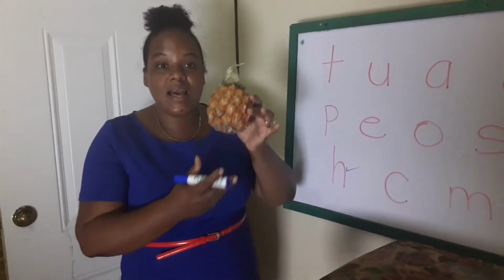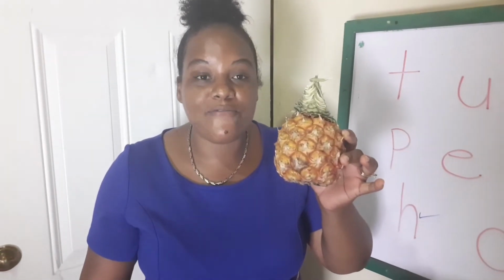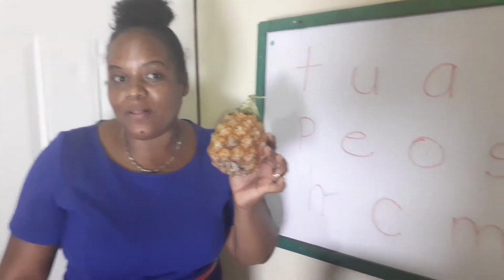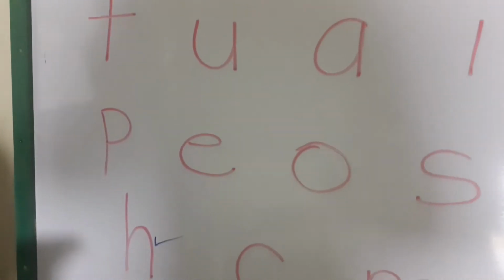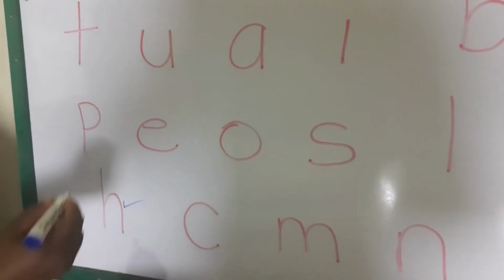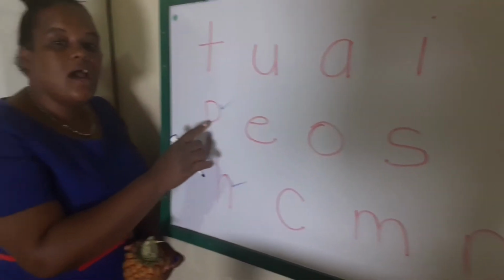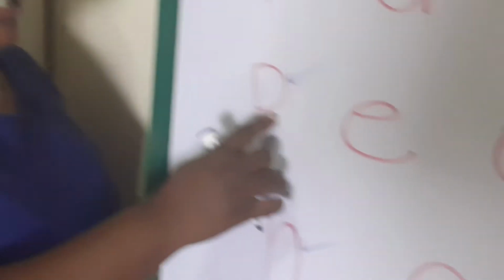Look what she has. Pineapple. Look at my lips. My lips are folding when I say pineapple. That means you're hearing the p sound at the beginning of the word pineapple. So I wonder, I'm going to search for the letter that makes this sound that says p. Here you go. Letter P says p. And letter H for hat says h. Letter P says p. All right.